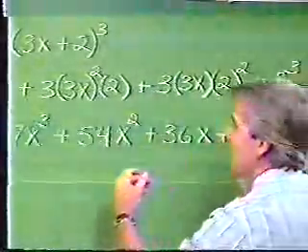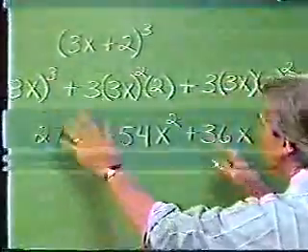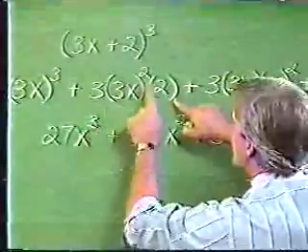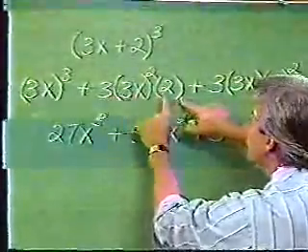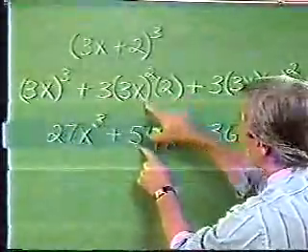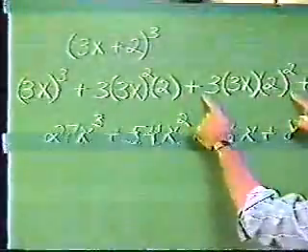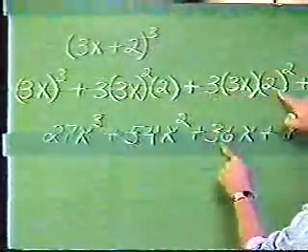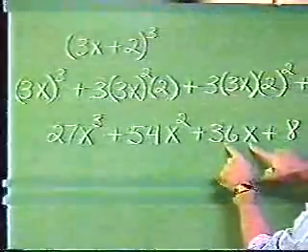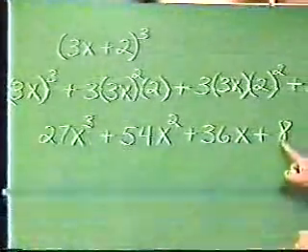All right, let's see what we get here. Well, 3x cubed is 27x cubed. And here we have, let's see, the 3 squared would give 9. 9 times 3, 27. 27 times 2, 54. And the x is squared here, so we get 54x squared. For this one, the 2 squared gives 4. 4 times 3, 12. 12 times 3, 36. And the x is brought down as a factor. So 36x. And then 2 cubed gives 8.